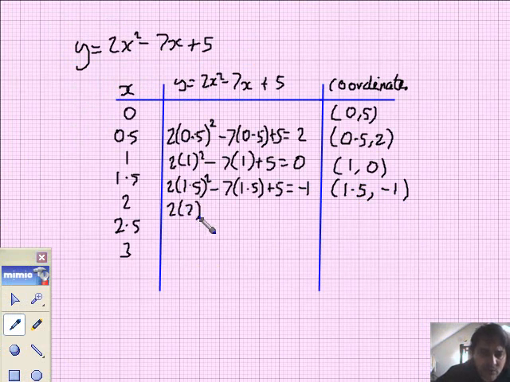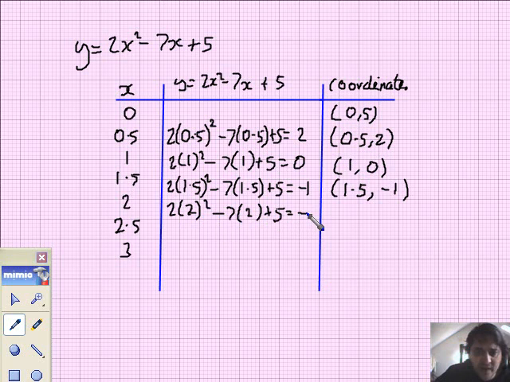This one, 2 lots of 2 squared, after it's been squared up rather, minus 7 lots of 2, add 5. Right, that's going to give me 4, double up 8. 8 take away 14 is going to be minus 6. Minus 6 plus 5, minus 1 again. Strange, isn't it? So 2, minus 1.